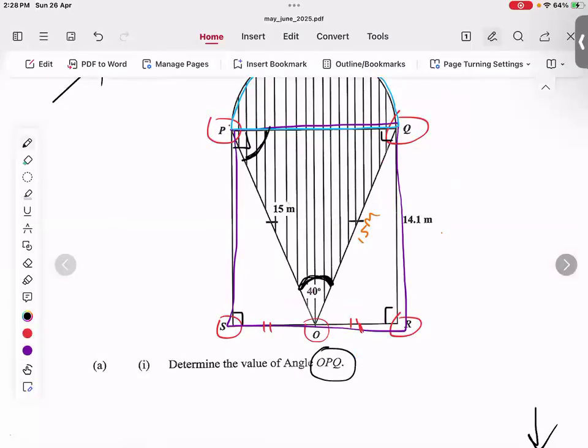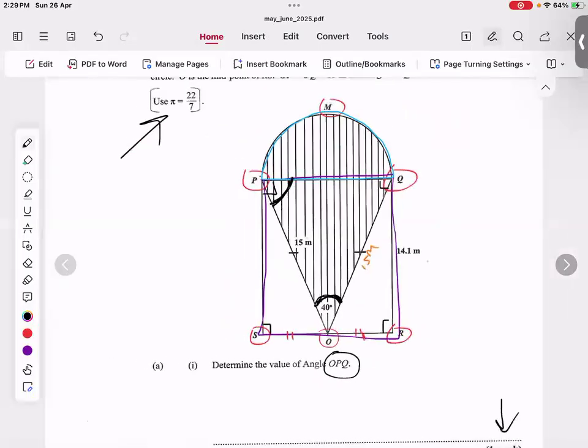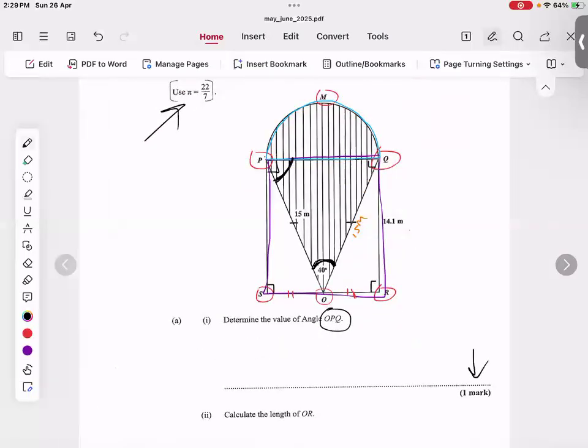So can anybody guess what that angle is? Easy. Remember now, one mark, so don't overthink. It's isosceles. All right. So if it's isosceles, what are you going to do to get the answer? Take away 40 from 180 and divide it by 2. All right. 40 from 180, and then divide it by 2. So that's going to be 140. And that's going to be divided by 2. And the answer is what?